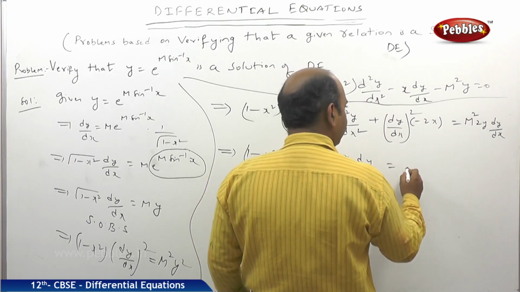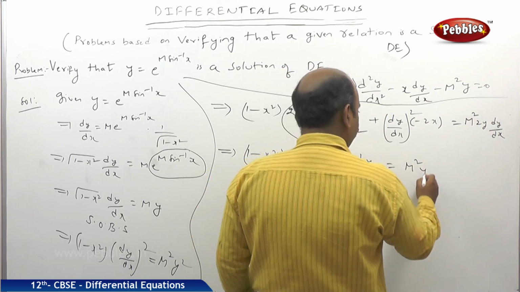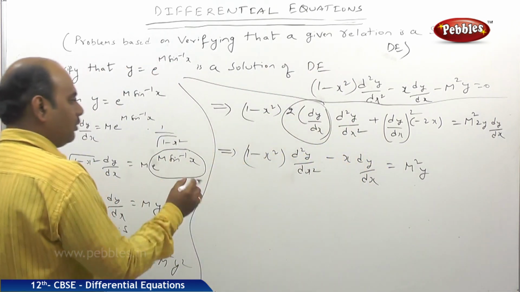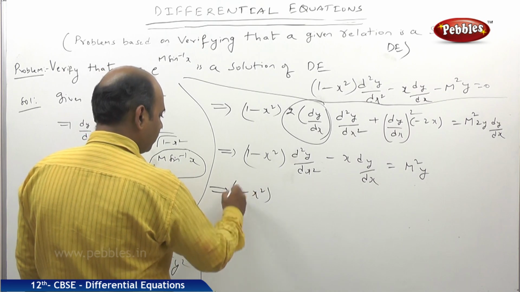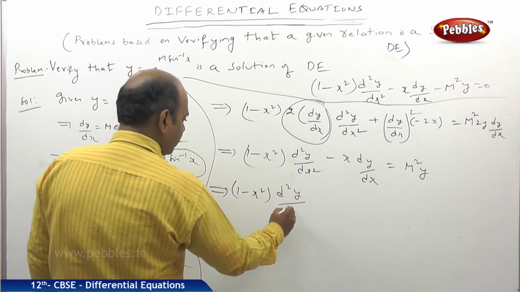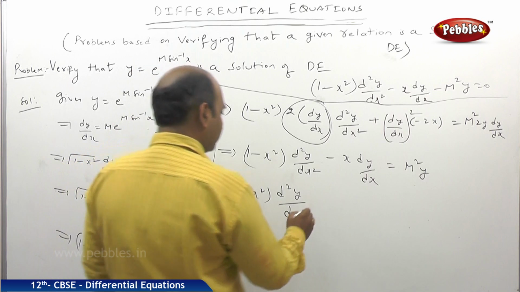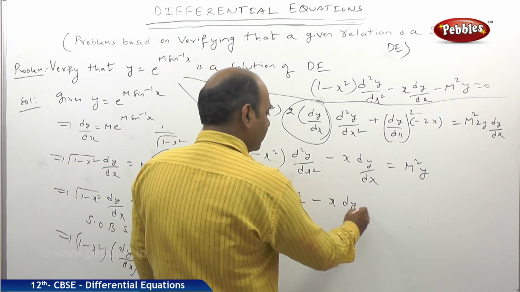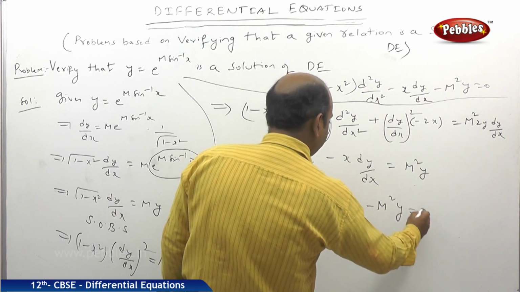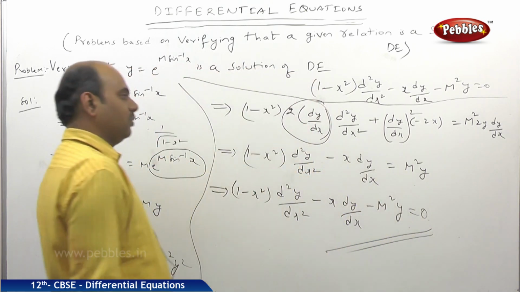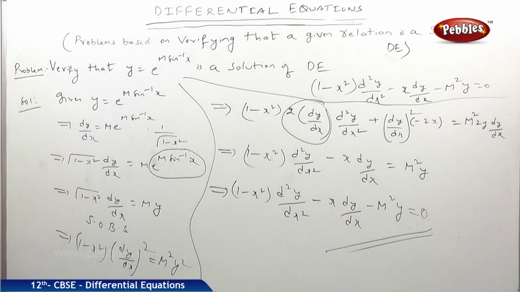That is equal to, there remains what? M square y. So finally I'll bring m square y to this side. So 1 minus x square d square y by dx square minus x into dy by dx minus m square y equal to 0. Hence the end of the problem. Finished.